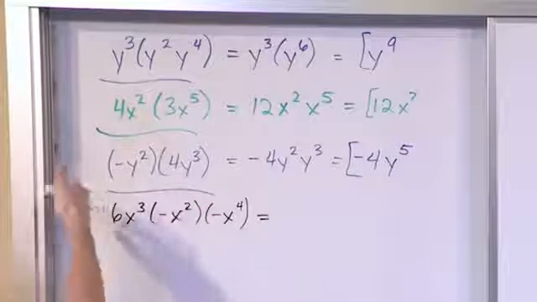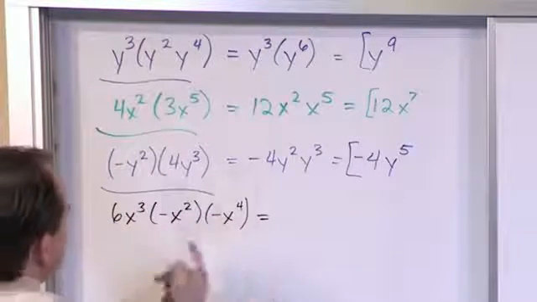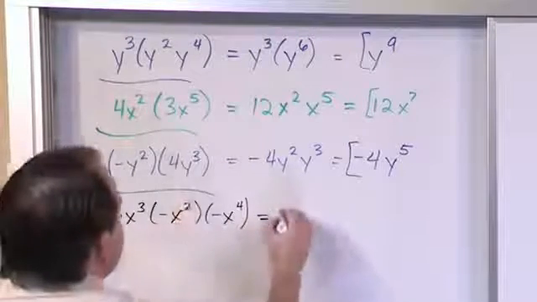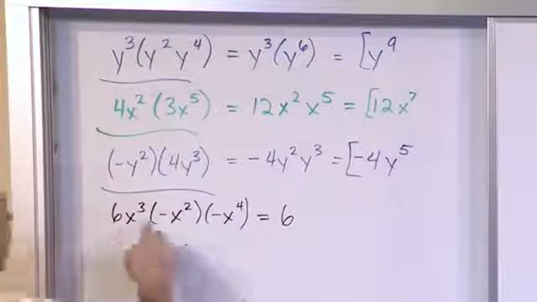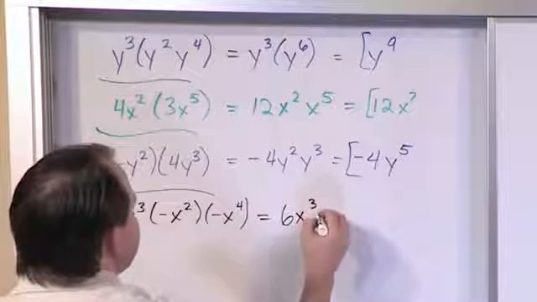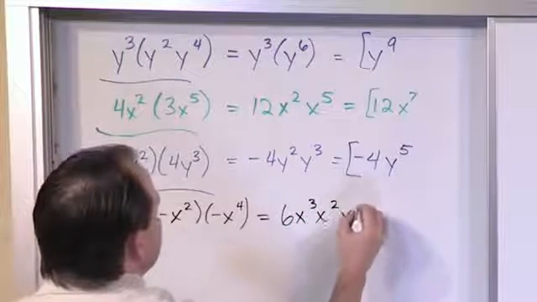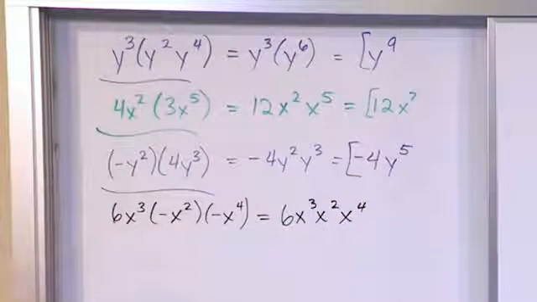Basically, all of the numbers, if everything's multiplied, the numbers can be multiplied. So negative times negative gives you positive. We're still going to have a 6. Let's just keep our variables along for the ride now. Basically, the negatives went away because of the multiplication.